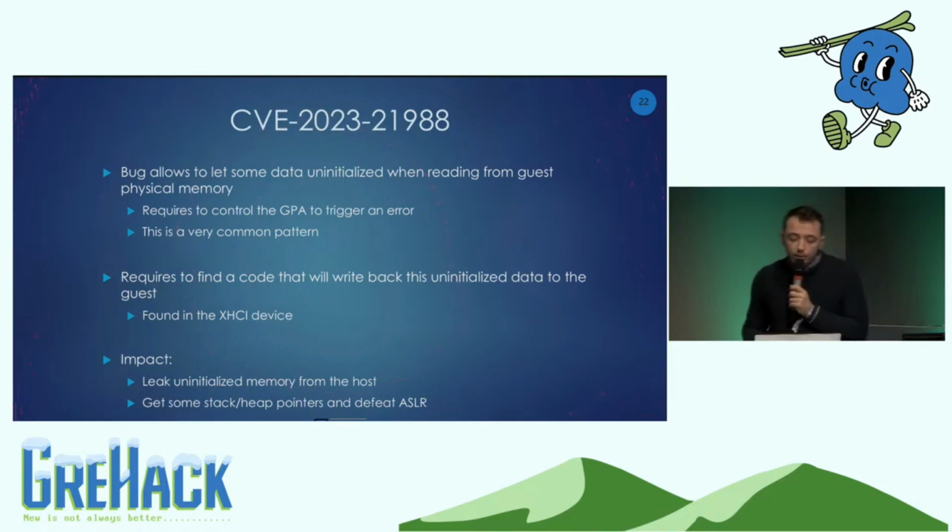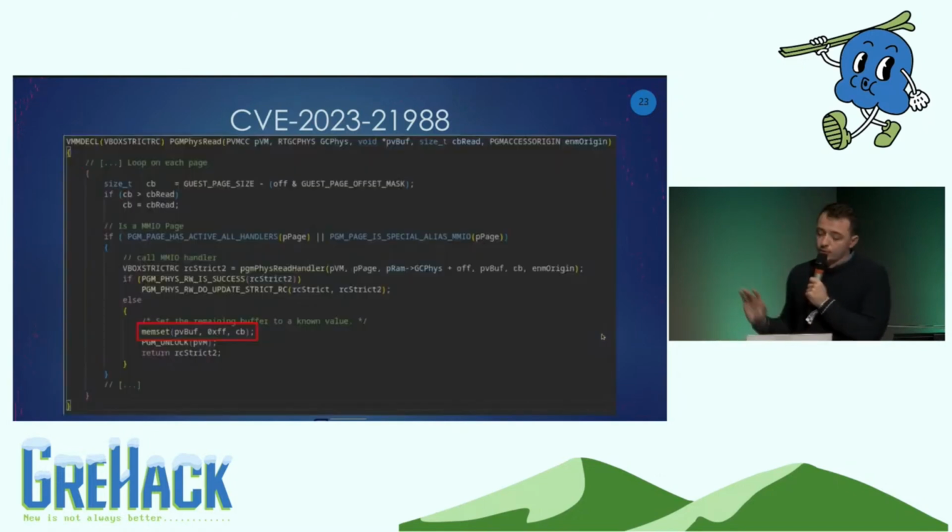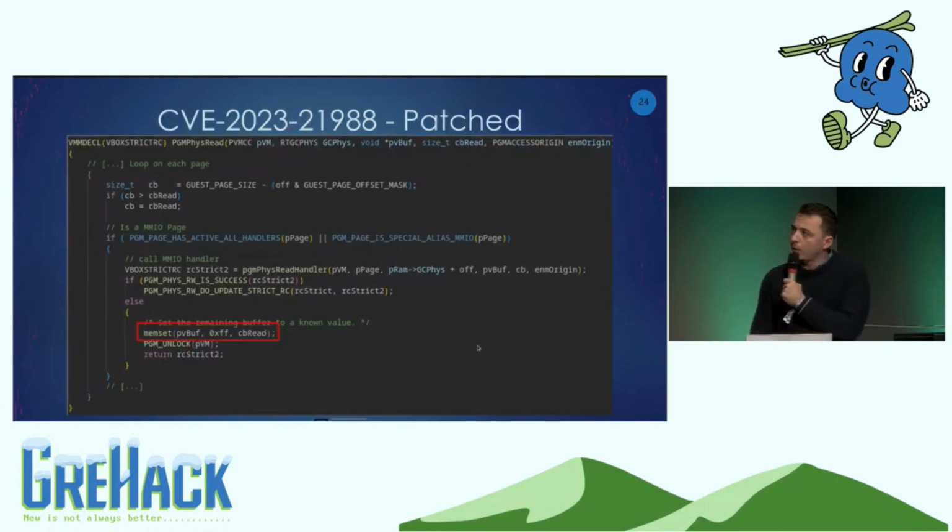So the impact of this bug is you can leak uninitialized memory data from the host, so you can get some stack or heap pointers depending on where the buffer is, and you can defeat ASLR. So this is the bug from Major Tomsek, not mine. And the patch was quite straightforward. They just changed the size here from cb to cbRead to completely initialize the pvBuf buffer.